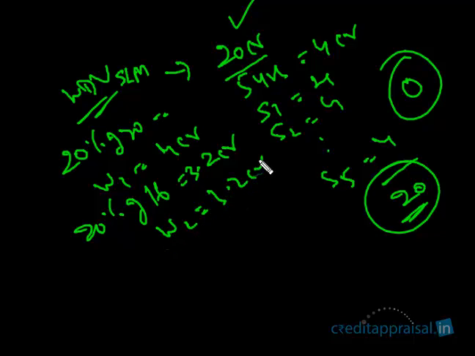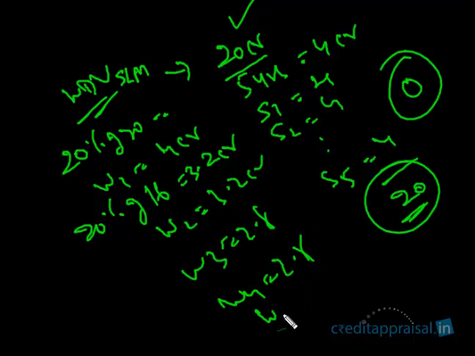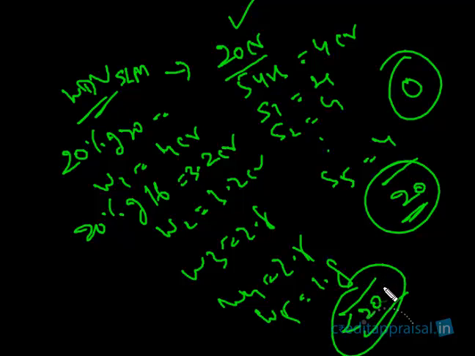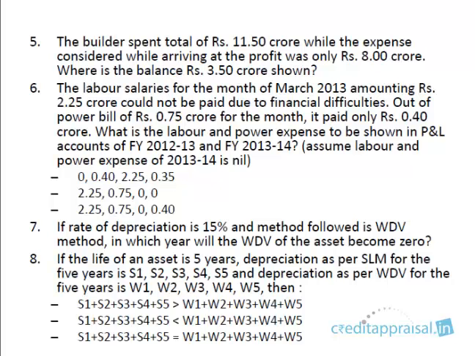So maybe W3 is something like 2.8, W4 is something like 2.5. W5 may be say 1.8, whatever it is, I made up the values. If you see the calculation, the total will not come up to 20. It will be something less than 20. This is something we already discussed, isn't it? It will be less than 20. So always S1 plus S2 plus S3 plus S4 plus S5 will be greater than the value under the WDV method. So this is correct.